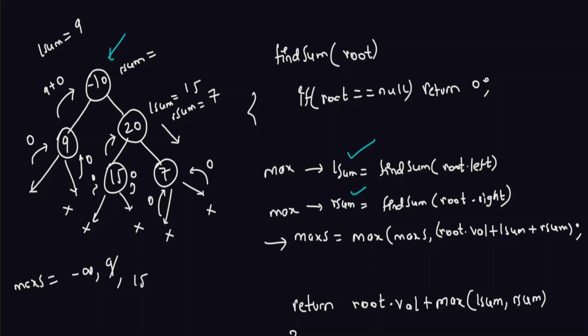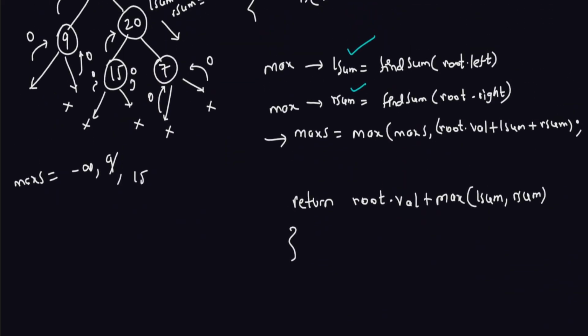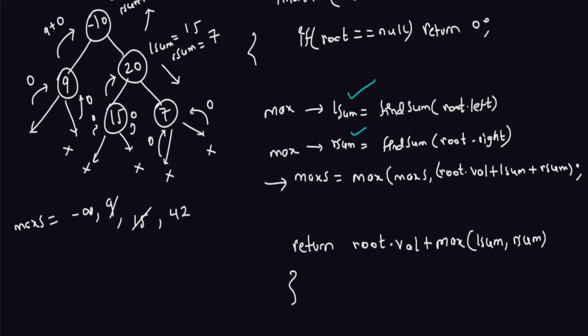For the RSUM value of the root node, we are going to return. But before returning, we are also going to compare the values. So now 15 will be compared with 20, that's the root's value, root.val, plus LSUM of 20, which is 15, plus RSUM, which is 7. So what is this value? This is 42. 42 is greater than 15. Yes, 42 will be the new value, and we are going to return 42 here.